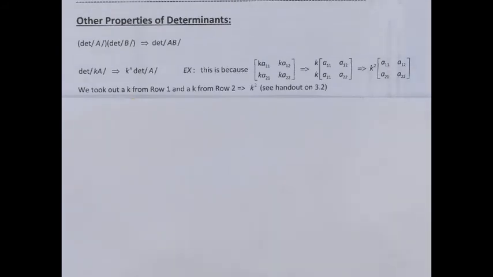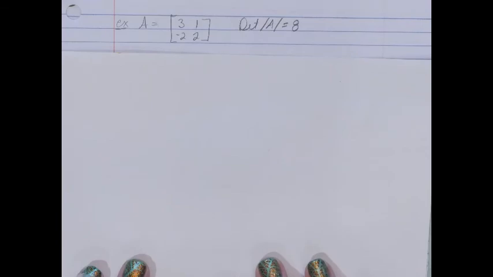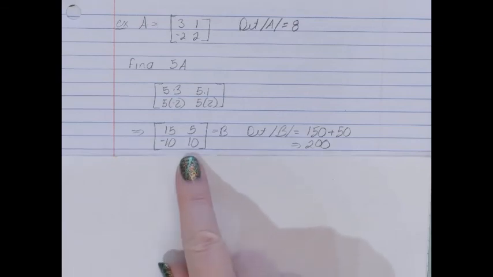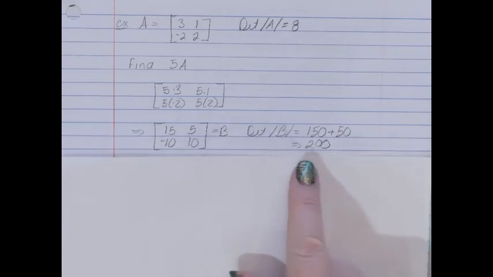Please understand that in 3.2, we only took a constant out of a row. Those constants can be different, but this property is talking about when the constant that we're factoring out from each row is exactly the same. Here we have an example of matrix A, and we can see the determinant of A is 8. In chapter 2, I would ask you to find something like 5 times matrix A. And this resulting matrix I'll call B, and the determinant of B is now 200.